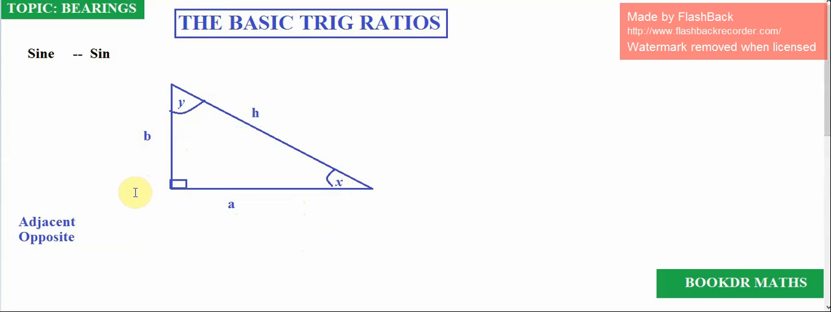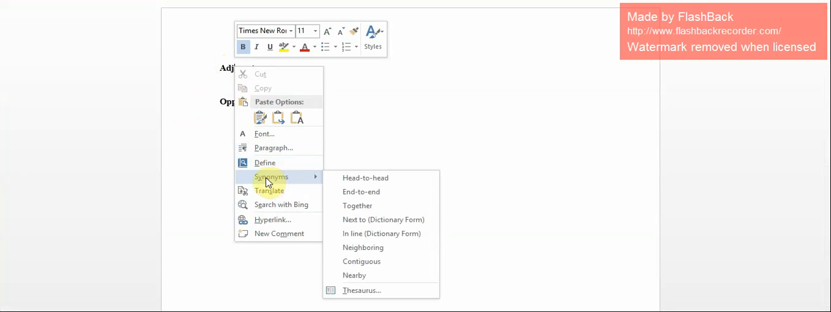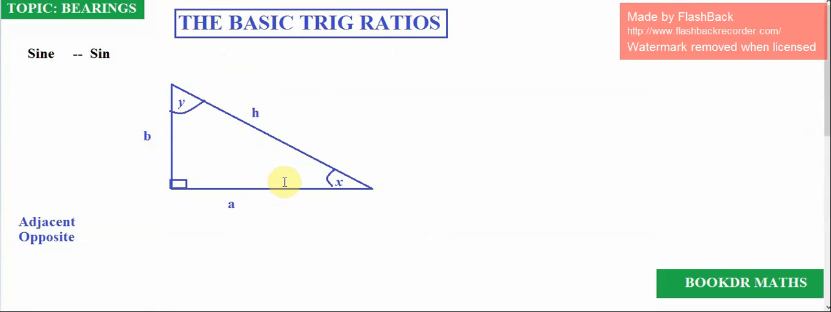Which of them will you say is next to X? It's end to end. Let's go back and look at some of the synonyms of adjacent: head to head, end to end, together, next to, in line, neighboring, contiguous, nearby. Which of these lines will you classify? Obviously, we'll say A is nearby, is end to end, is beside the letter X. So if I'm referring to X, then my A will be called adjacent. In terms of the angle X, A is the adjacent.